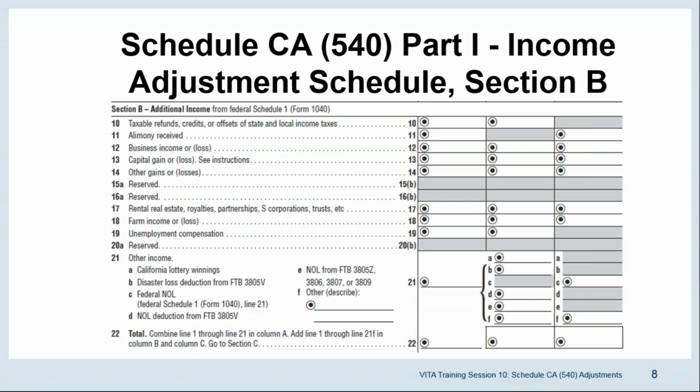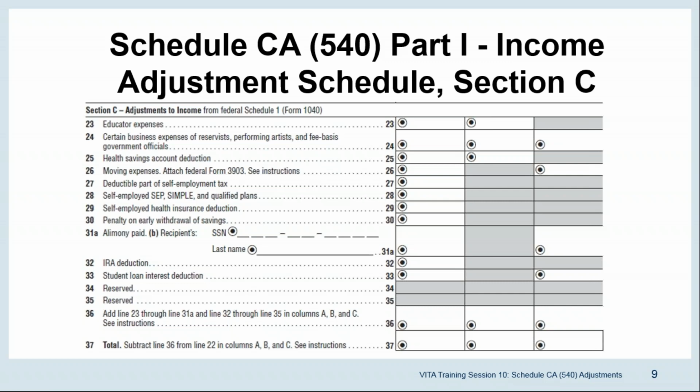Section B, Additions to Income from Federal Schedule 1, Form 1040. On the Schedule CA 540, lines 10 through line 21, enter the same amounts you entered on your Federal Return Schedule 1, 1040. This should also automatically flow to the California Schedule CA 540 from the entries made in the Federal section of TaxSlayer. For line 22, enter the total amount in column A, lines 1 through 21.